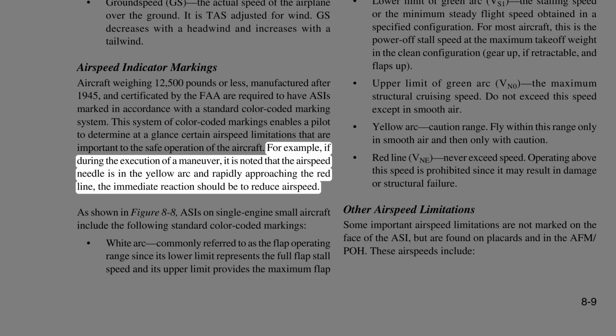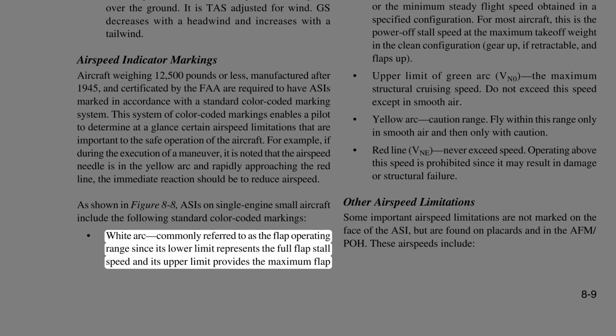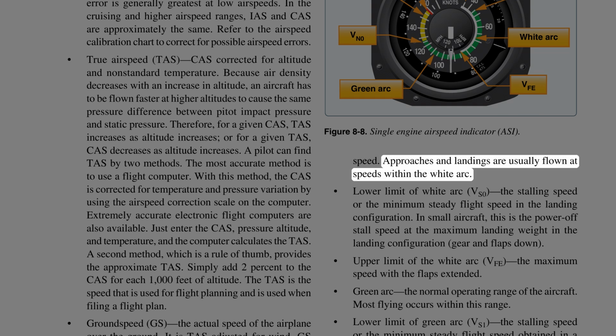For example, if during the execution of a maneuver, it is noted that the airspeed needle is in the yellow arc and rapidly approaching the red line, the immediate reaction should be to reduce airspeed. As shown in Figure 8-8, ASIs on single-engine small aircraft include the following standard color-coded markings. White arc, commonly referred to as the flap operating range since its lower limit represents the full flap stall speed and its upper limit provides the maximum flap speed. Approaches and landings are usually flown at speeds within the white arc.